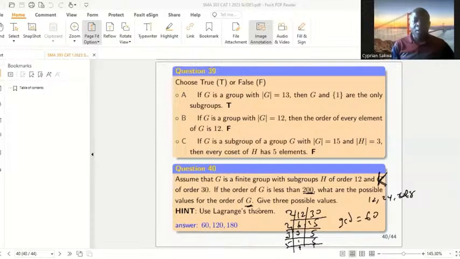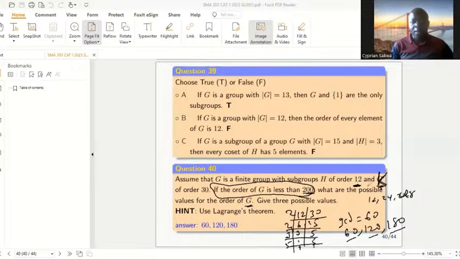So the possible orders of G: there is 60, and another number that 60 can divide is 120. Another number that 60 can divide is 180. And we wanted it to be less than 200. So those are the possible orders of G. So G is possibly of order 60, of order 120, of order 180. The order of H must divide the order of G, and the order of K must also divide the order of G.